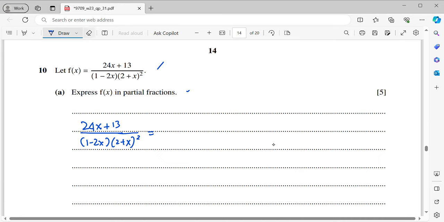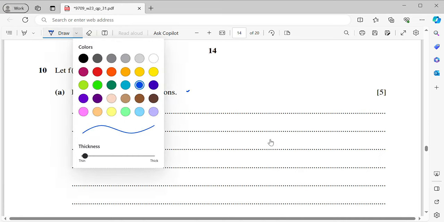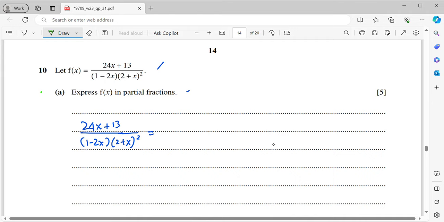First of all, you must make sure this is a proper rational function before we find the partial fractions. The degree of x in the numerator is 1, but when you expand the denominator, this is squared and this is 1, so the total is degree 3. That is the highest degree of x in the denominator, which means this is a proper rational function. So if it is proper, you can find the partial fractions directly.